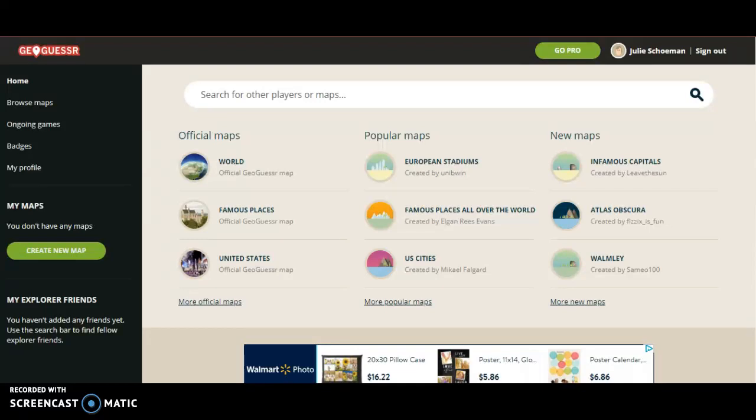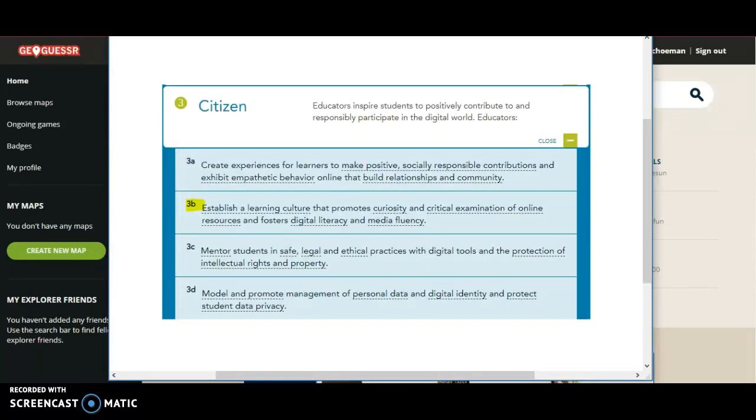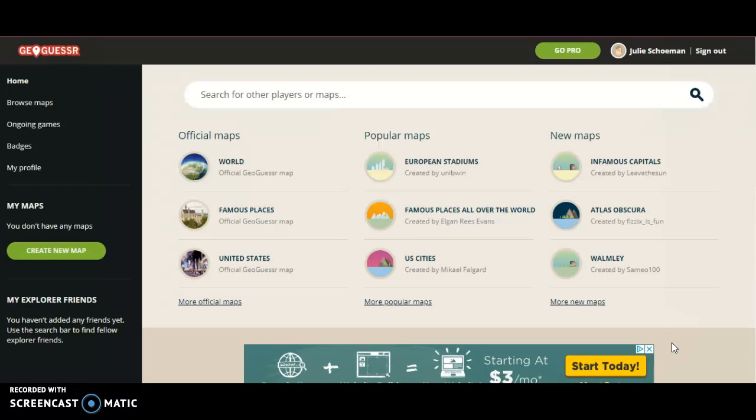GeoGuessr is a geography tool that you can use to see how well your students understand their basic mapping skills. I believe that this aligns with our ISTE standard of C.3.B, establishing a learning culture that promotes curiosity and critical examination of online resources. For one, we're calling upon our students to be global citizens because with a resource like this, we're expanding the world view of our students.